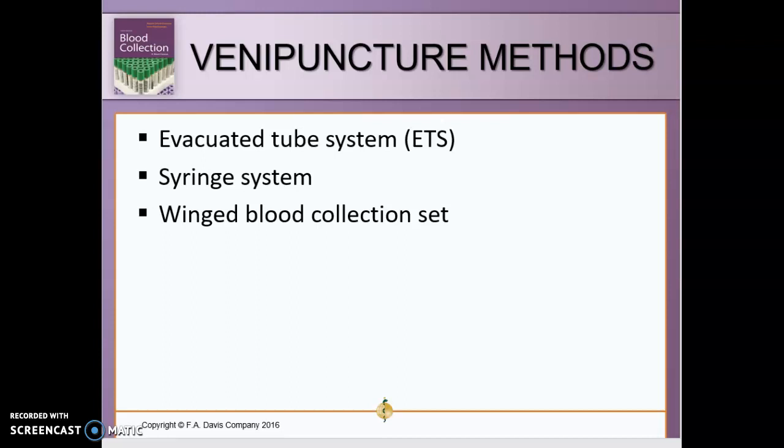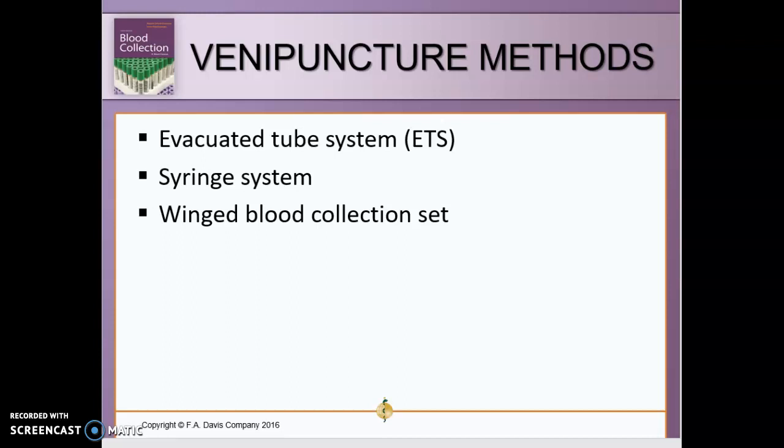There's different venipuncture methods. We talked about the evacuated tube system. That's when we have the wing blood collection set or the needle in the holder, and we pop the tube straight in. The blood travels from the arm directly to the tube. The syringe system is when we attach a syringe to the actual needle that's being used to collect the blood, and then the blood comes back into a syringe, and then we have to use a transfer device to put it over into the correct tube. And the winged blood collection set, I'll show you guys some of these in the next slide.